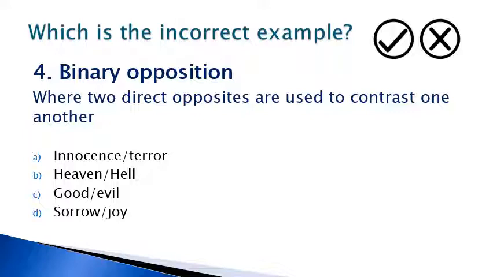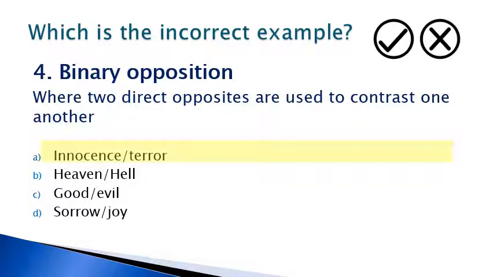So we've got innocence and terror. Are those two things complete opposites? We've got heaven and hell. Are they complete opposites? We've got good and evil. Are they complete opposites? We've got sorrow and joy. Are they complete opposites? And the correct answer this time is A, innocence and terror, because they're not complete opposites.